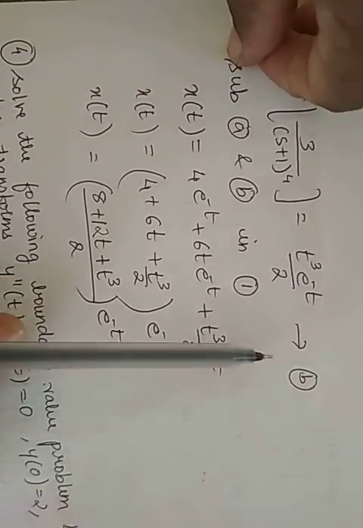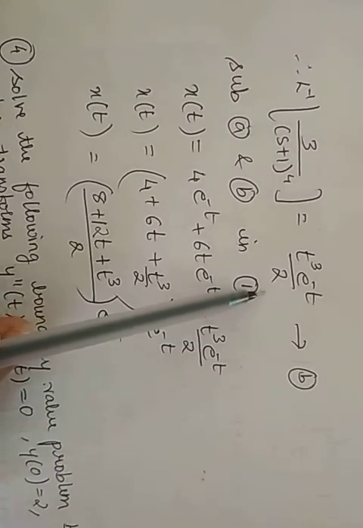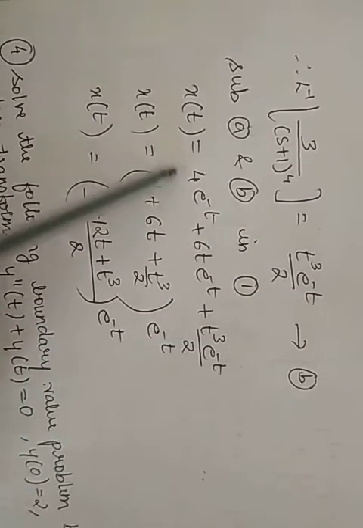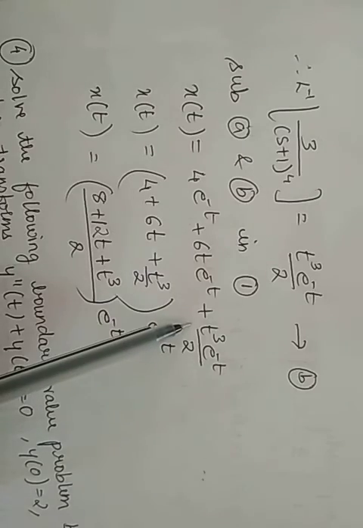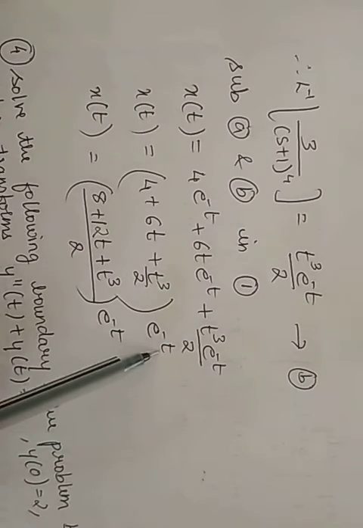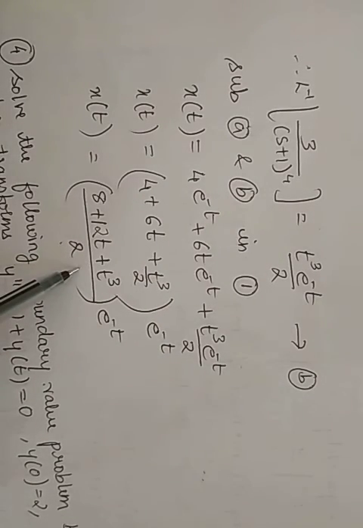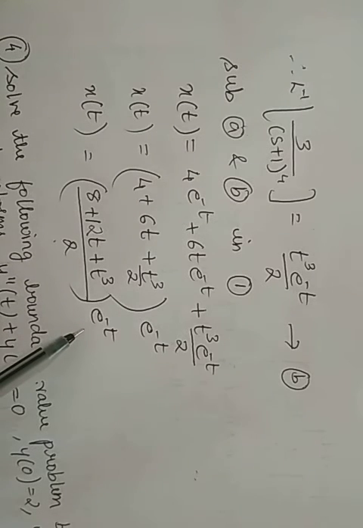This is B. Substituting A and B in equation 1, we will get x of t. Simplifying by taking e raised to minus t common and taking the LCM, that will be the evaluation of x of t, the solution of the given differential equation.